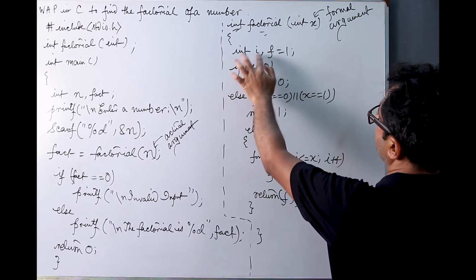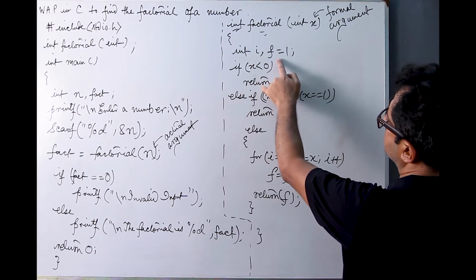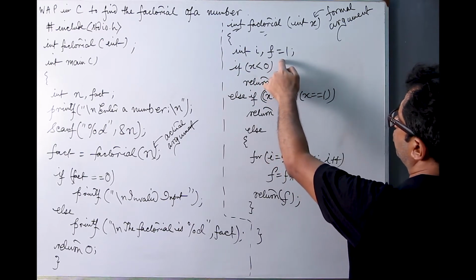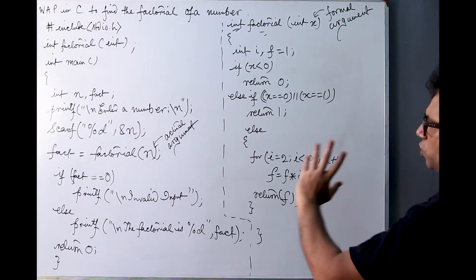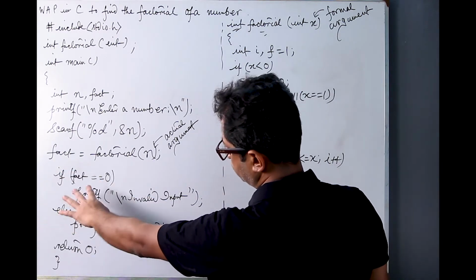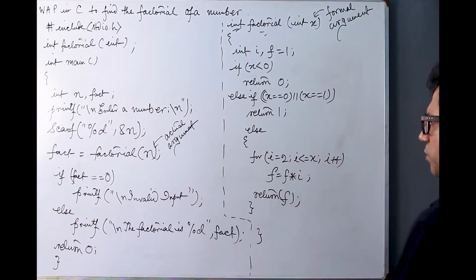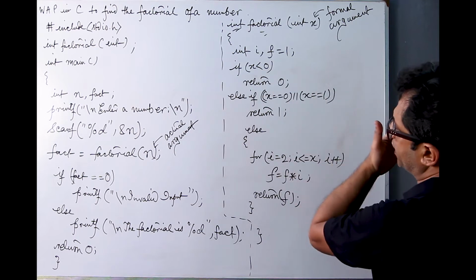Int f is equal to 1. This is the loop variable, iteration variable. This is the variable which will hold the value of the factorial, which will be returned to the calling module to be stored in the variable fact in order to get the output from the program. So we have implemented a logic like this.